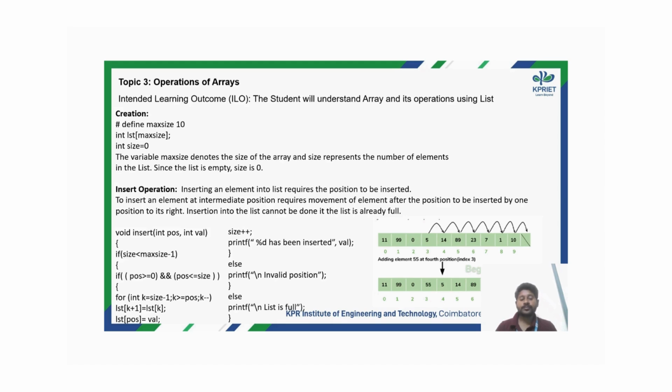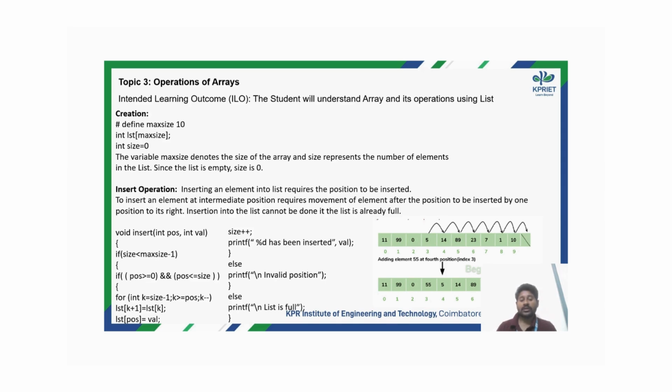So the max size of the list is 10, and we are initializing the size as 0, so that now there are no elements, but the max size is 10, so that 10 elements can be inserted. That is the second step. First, create is completed. The variable max size denotes the size of the array, and size represents the number of elements. Since the list is empty, size is 0 now.